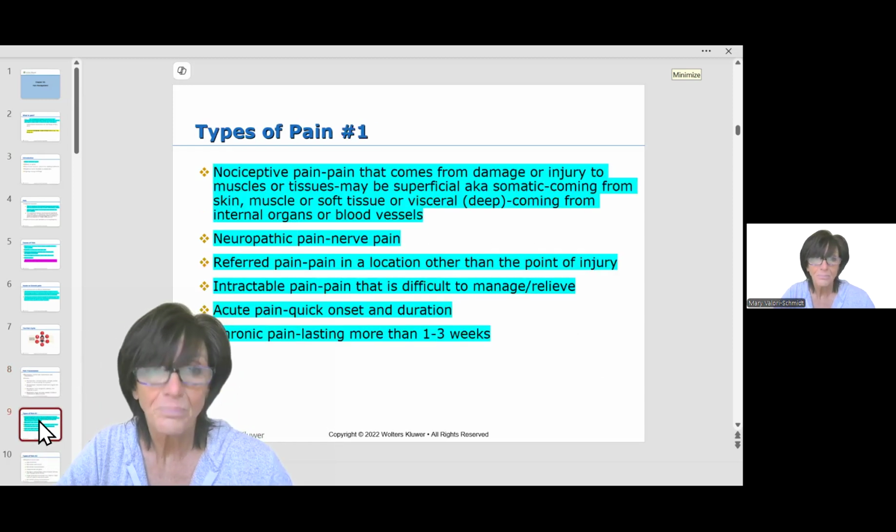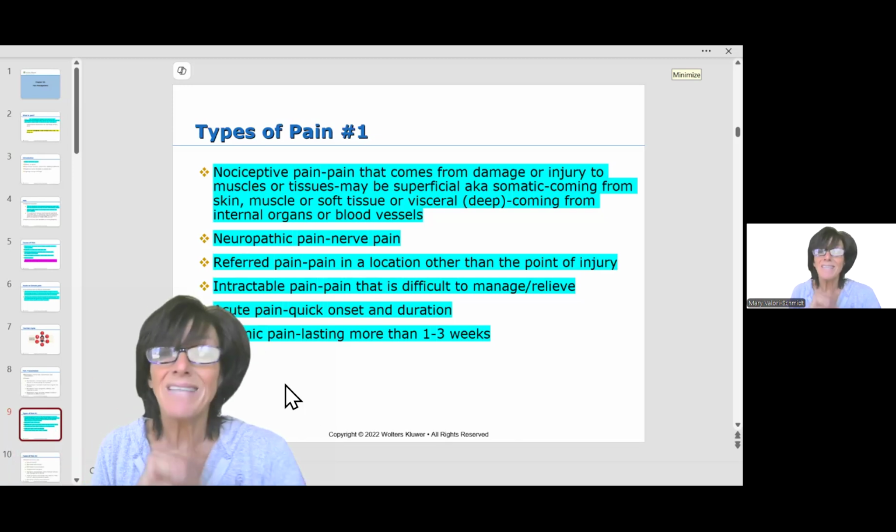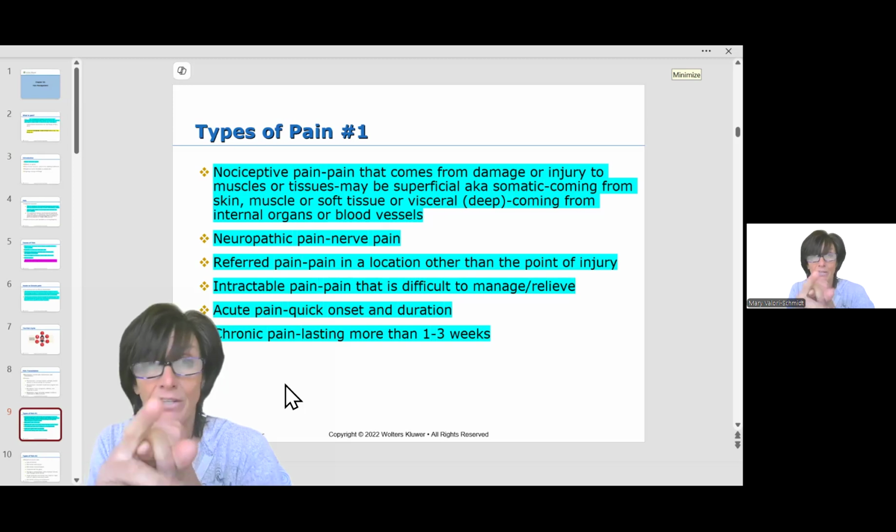Makes sense? So what are the different types of pain? There's nociceptive pain. That's pain, and you need to know this.